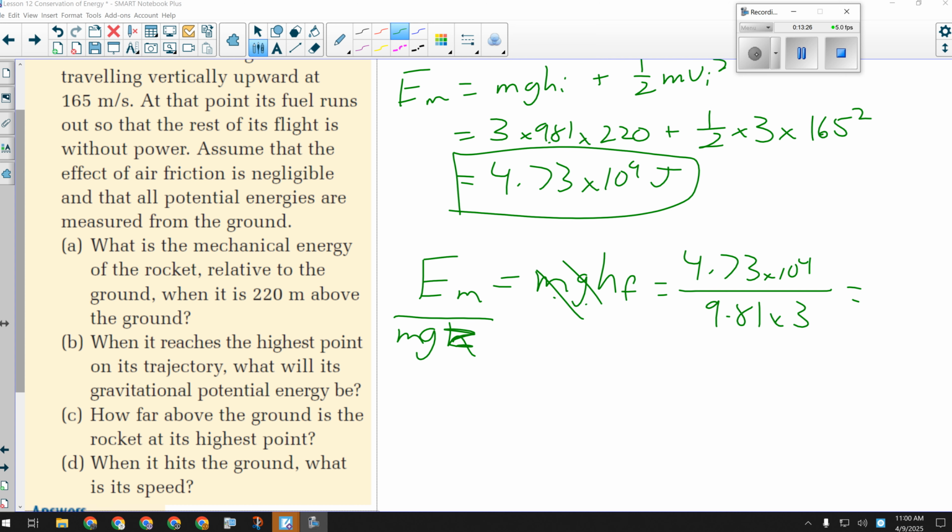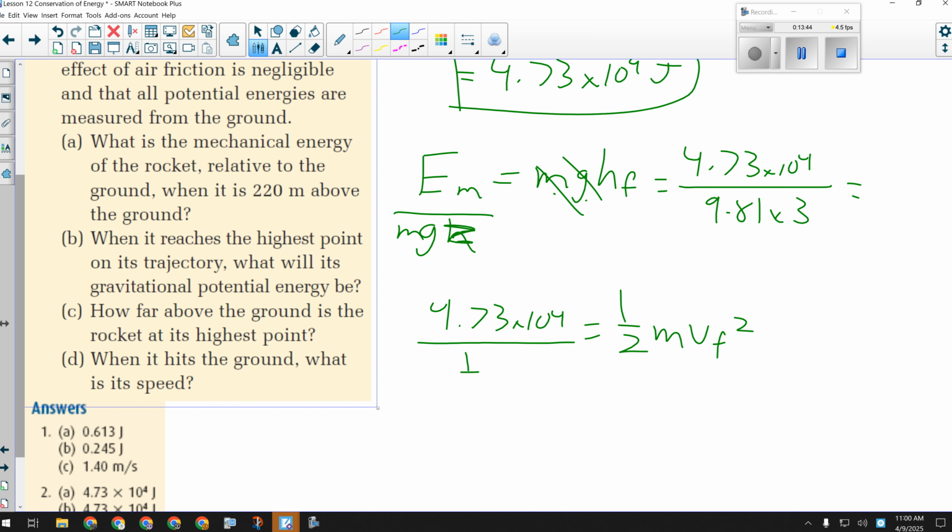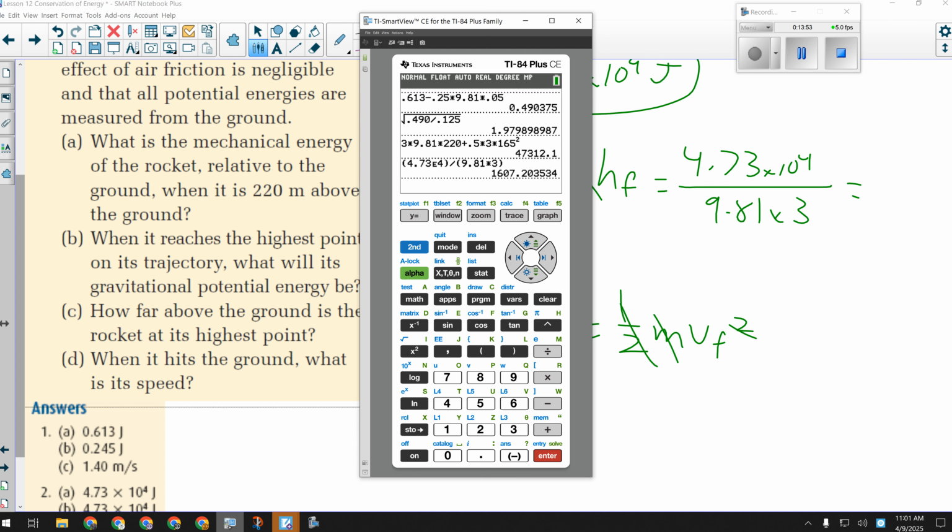So all we have to do is say our 4.73 times 10 to the 4 joules equals 1/2 m v final squared, and I'm just solving for v final. I still know the mass of the rocket to be 3 kilograms. We divide 1/2 of m off and then square root that, and we've got our v. So we will have 4.73 E4 divided by half the mass, so 1.5, and then square root that. When it hits the ground, it's moving at 178 meters per second.